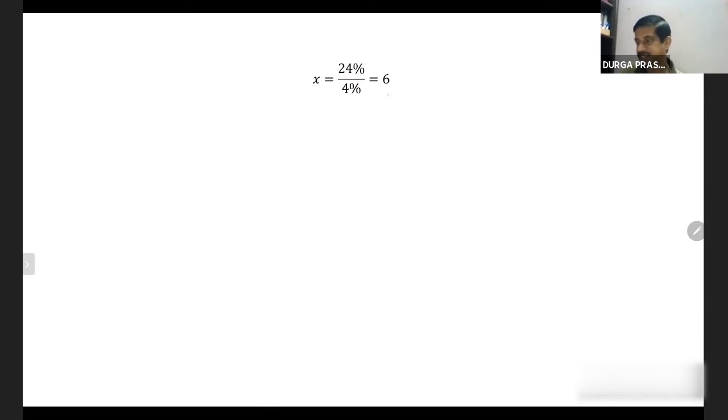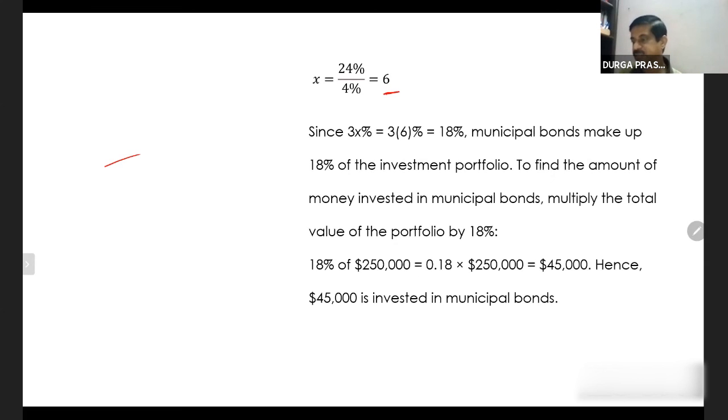X is 6%. Okay. So now we should calculate the number of bonds. It's 3x percentage, that is 3 into 6 is 18% have municipal bonds of the investment portfolio. So the amount invested in that is 18% of total amount. So that is 45,000. Hence 45,000 is invested in municipal bonds. So that is there in option A. Okay, please note it fast.